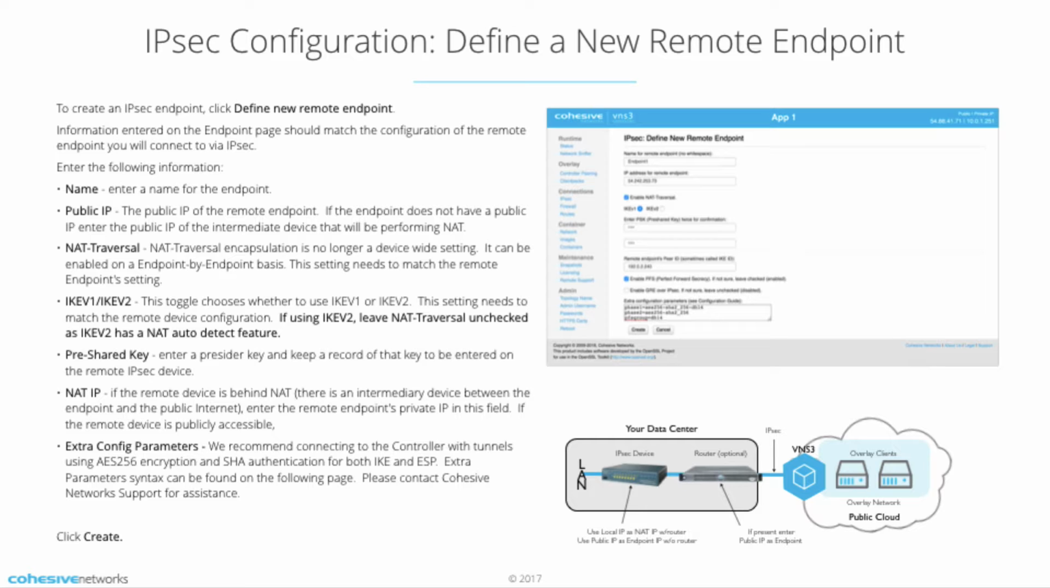GRE tunnels are very rare. And then basically the extra params box where you can stipulate specifically your phase 1 policies, etc. And I'll show this on the larger screen in just one moment.